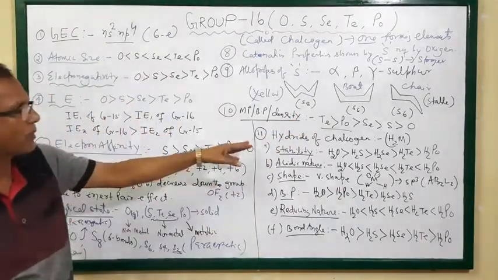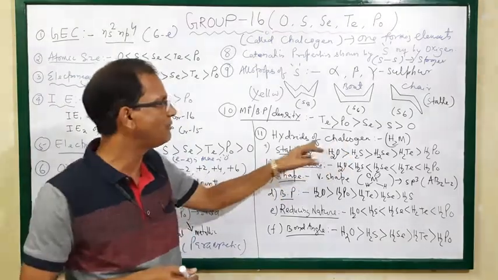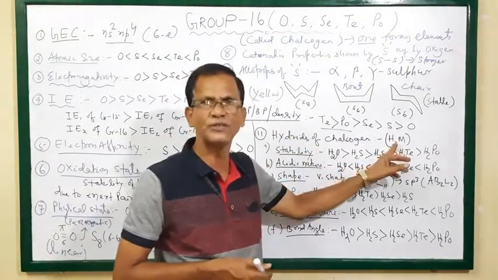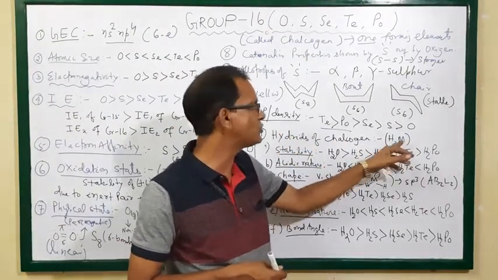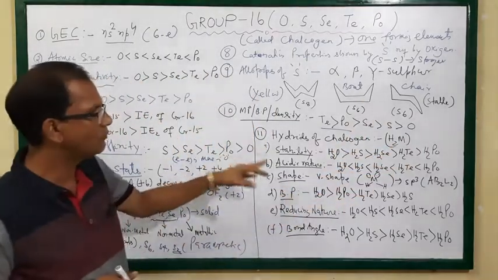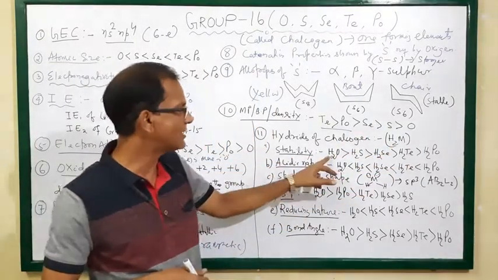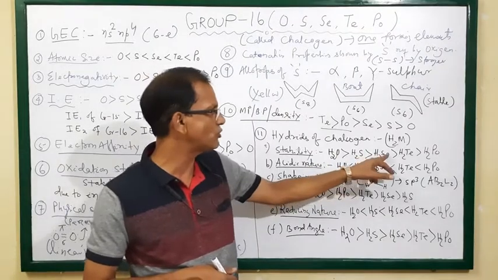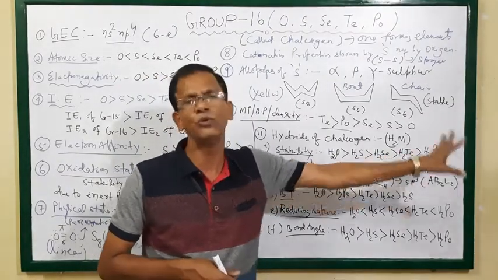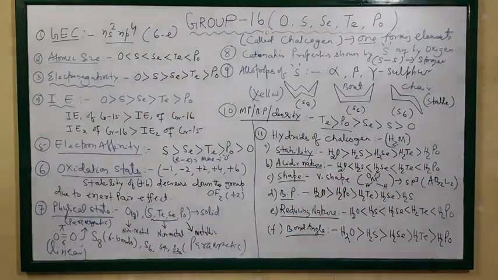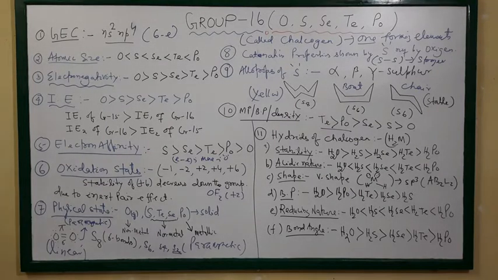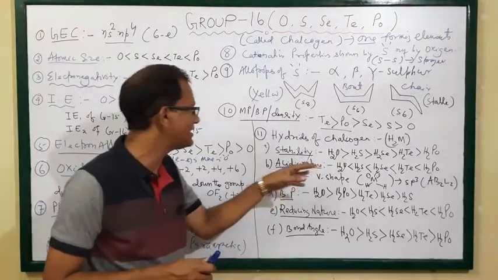Then what are the properties? Hydrides of the chalcogen family. The hydrides of the chalcogen family produce H2M form. What are their formulas? H2O, water, hydrogen sulfide H2S, H2Se, H2Te, H2Po. These are some important hydride formulas. Then what is the property comparison of these hydrides?